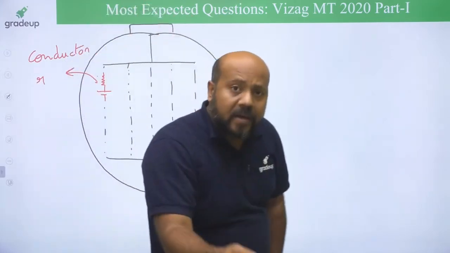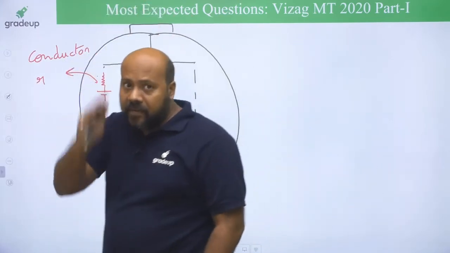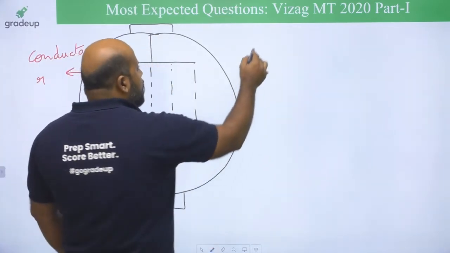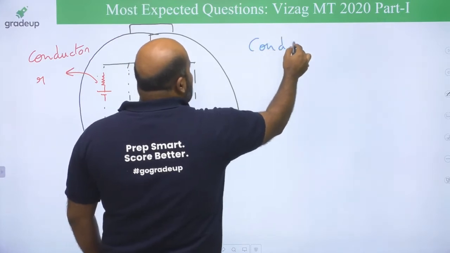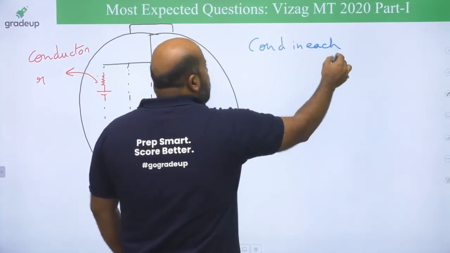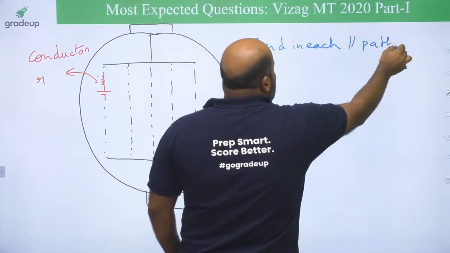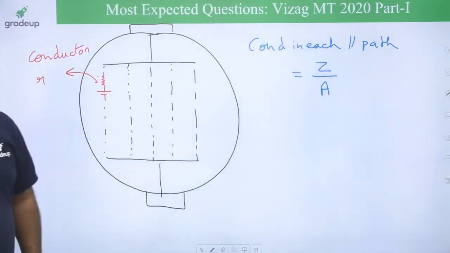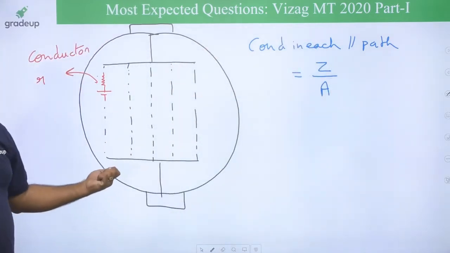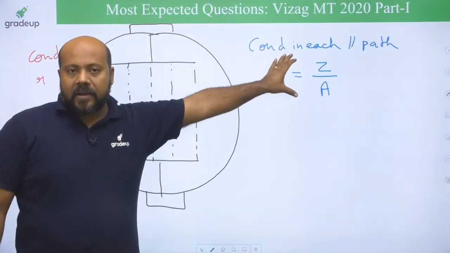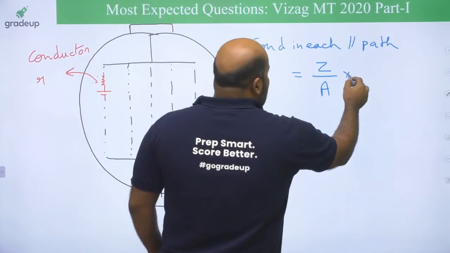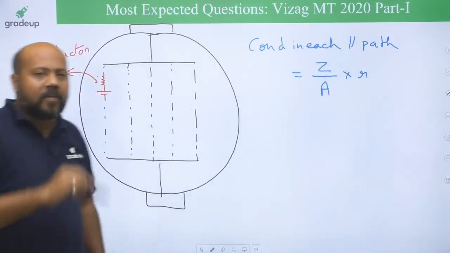There can be a number of conductors in each parallel path. If he is giving that there are total Z number of conductors, then can you tell me what is the total number of conductors in each parallel path? Total number of conductors divided by A. What is A? Number of parallel paths. It means in one parallel path, this much number of conductors are present. So if one conductor resistance is small r, what is going to be the total resistance of one parallel path? Multiply by small r. But there is a problem.